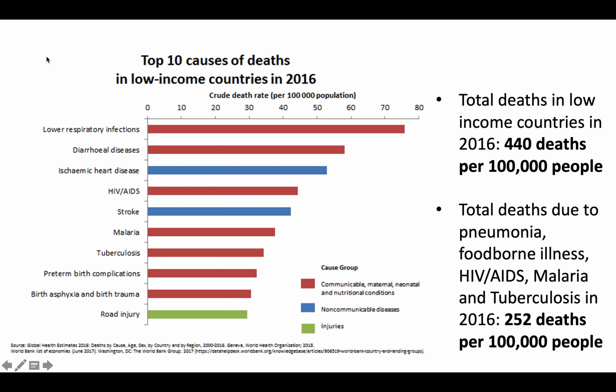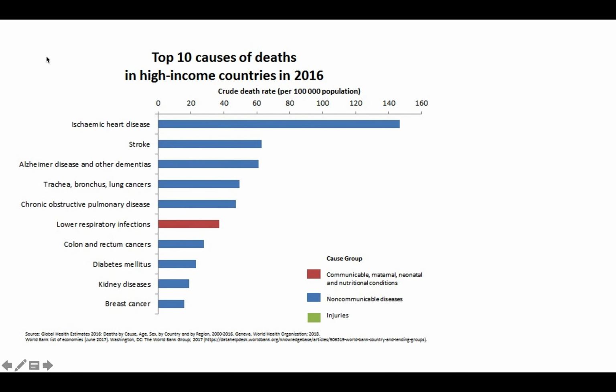But if you compare this table to the next slide here, in high-income countries such as the United States, you'll see that most of these deaths are in blue. Most of these deaths are due to non-communicable diseases, such as heart disease, stroke, Alzheimer's, cancers. Down there about midway, we see that lower respiratory infections are a cause of death in the higher income countries.